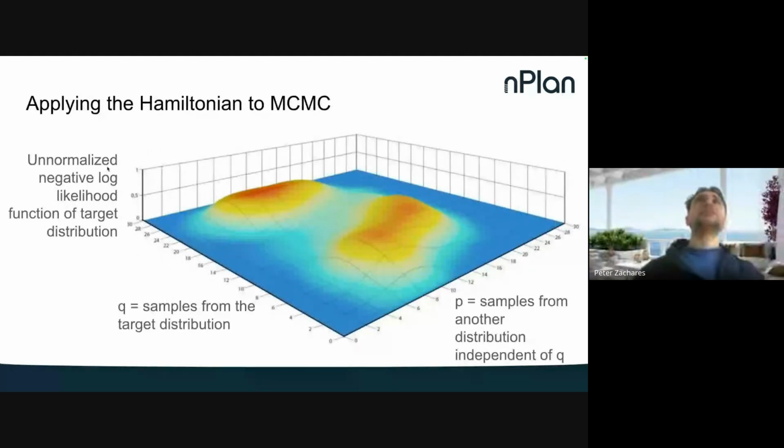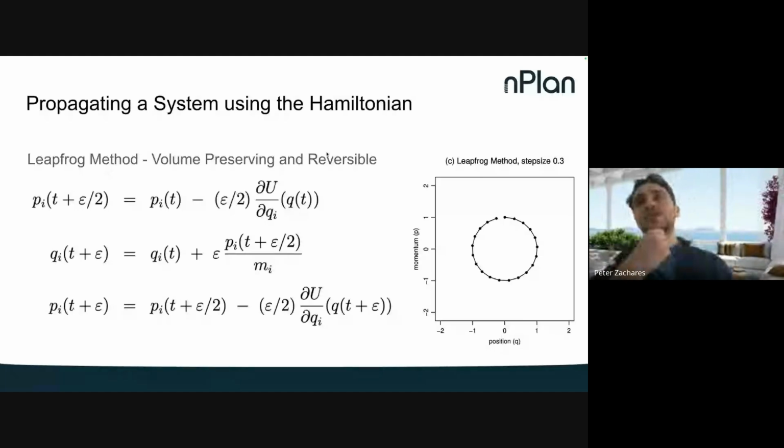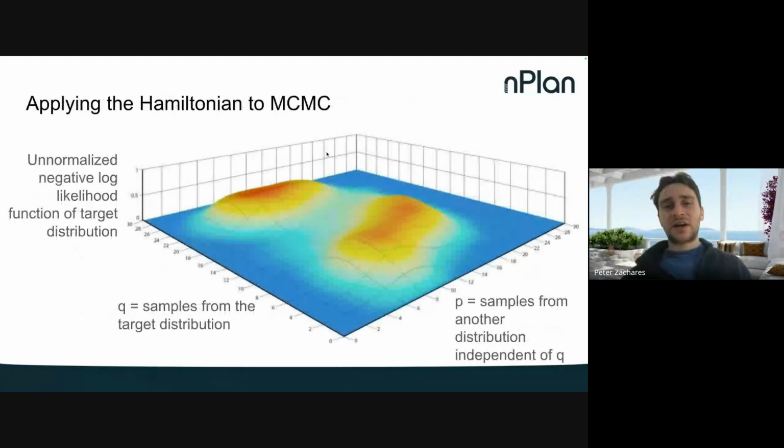So I've talked about the Hamiltonian and the equations, but I haven't really said how we can apply it to MCMC, because MCMC is not like some object rolling around on the surface with kinetic energy. Like, what kinetic energy does a probability distribution have? And so how do you apply the Hamiltonian to MCMC?